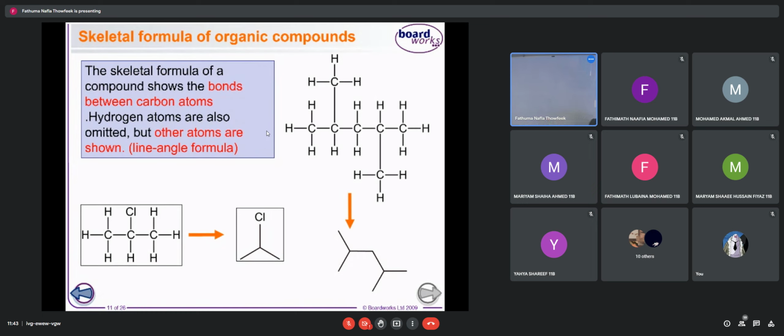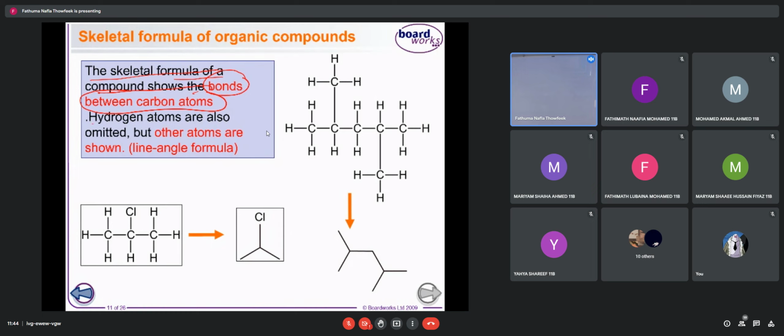Right. Okay. So the skeletal formula of organic compounds. The skeletal formula of a compound shows the bonds between the carbon atoms. Did we learn this in O level? No, right? You remember? Sometimes you might have seen it. You didn't learn that one.